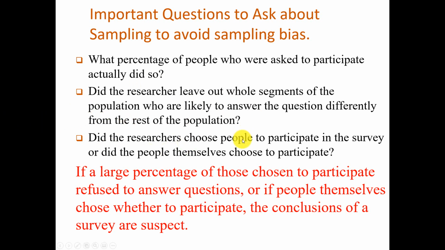Did the researchers choose people to participate in the survey, or did the people themselves choose to participate? So again, voluntary response bias, or were they randomly assigned? Those are basically the important questions. If a large percentage of those chosen to participate refused to answer, or if people themselves chose whether to participate, the conclusions of that survey are definitely suspect and wrong, basically to say.